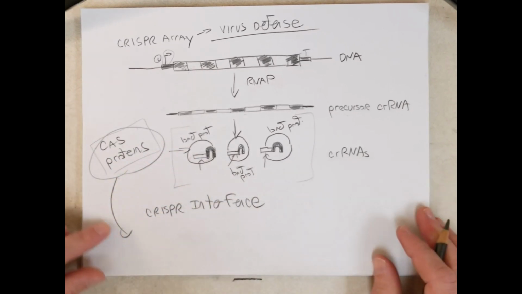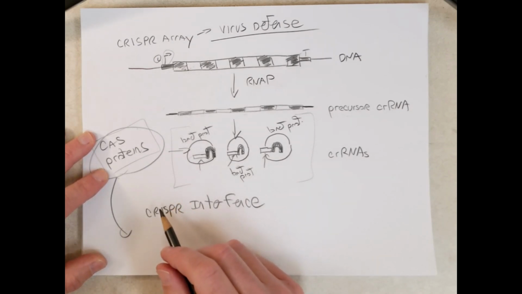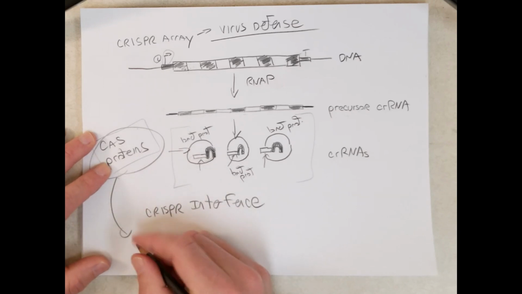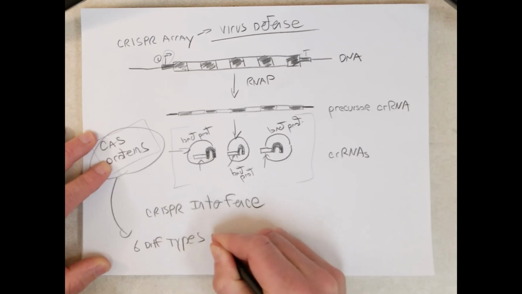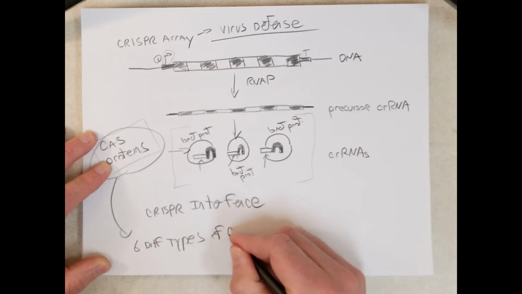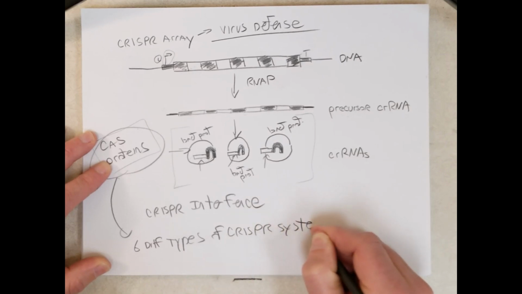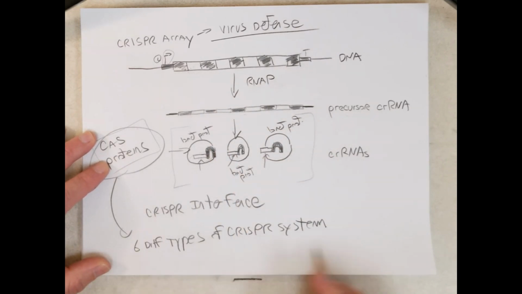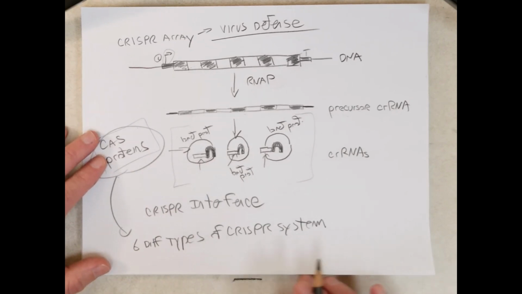So it looks like bacteria have been adapting the CRISPR process, this viral defense process, through evolution. We now know of 6 different types of CRISPR systems, the CRISPR system including adaptation and interference. So 6 different classifications for the slightly different types of CRISPR systems.